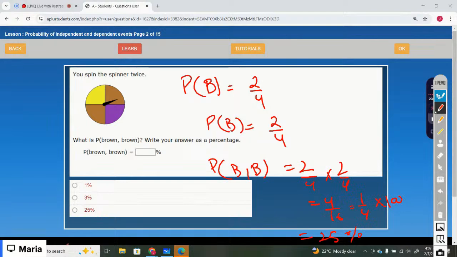First time when you have the brown, you have 2 because 2 portions out of 4 are brown. For the second time again, they are 2 out of 4. So you have to multiply both the probabilities, that is 4 over 16. You have to multiply it by 100 because you need to write down the answer in percentage form. So that is 25%. So the correct option is 25%.